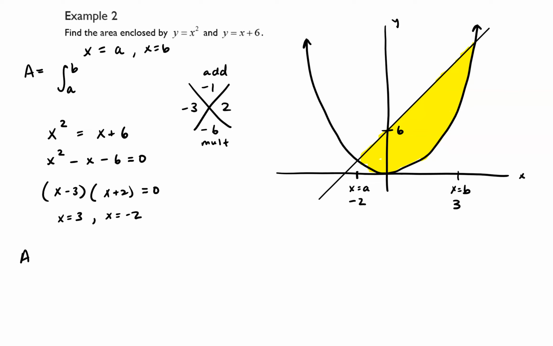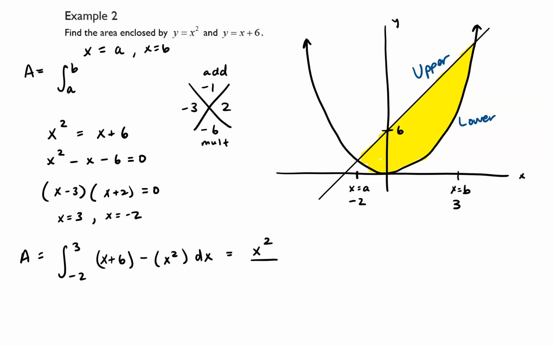So the area of the yellow or shaded region is going to be the integral from -2 to +3 of the upper function minus the lower function. In this case, the upper function is the linear one, and the lower function is the quadratic. So our upper function is x plus 6 minus the lower function, which is x squared, and then dx. So let's do some integration.